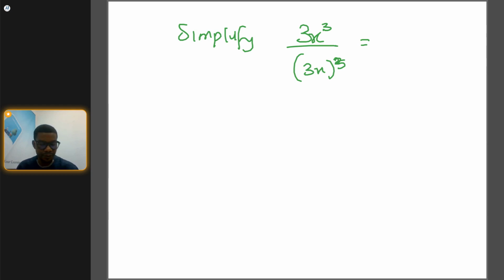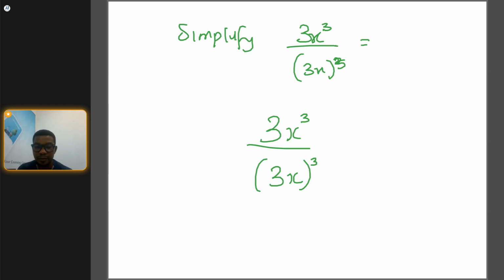Simplify this expression. I wrote 3x raised to power 3 over 3x raised to power 3 here. So I want you to simplify that and tell me the final answer. Awesome. 1 over 9. Great response.